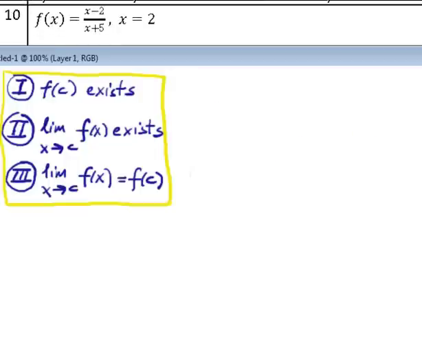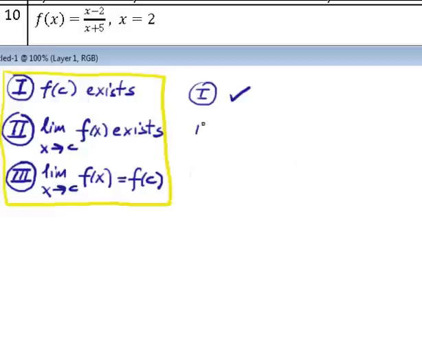Number 10, we want to know if f of x is continuous at x equals 2. Well, f of 2 exists. The only x value that's not in the domain is x equals minus 5. So 1 is true.